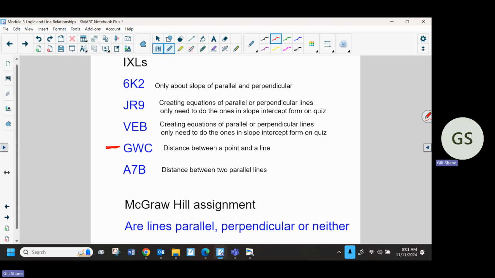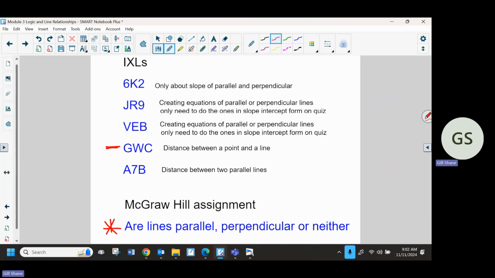Oh, that's the wrong thing. Oh, wait, maybe there's not one for graphing. There might not be one for graphing. So just know those are not perfect. They do it a little differently, but this one is good here. That one is good for doing that part. Parallel, perpendicular, neither. There's not a great IXL. That's the one at the bottom.